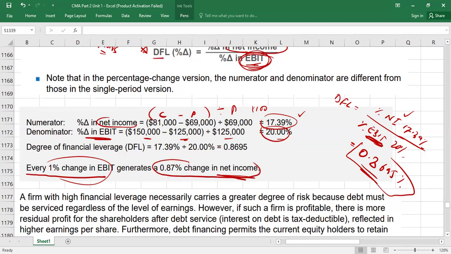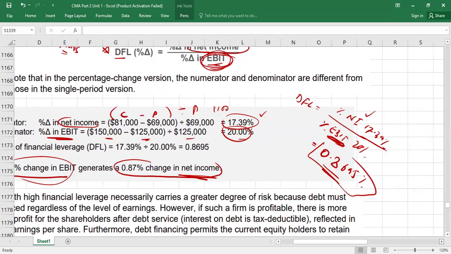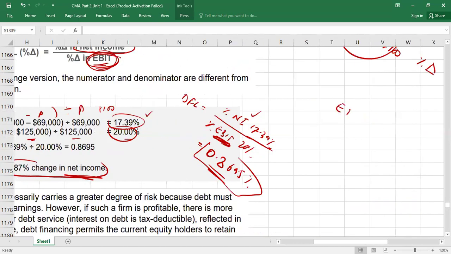0.87%. For example, it will have a direct relation. Let's assume this is EBIT, this is your net income. In the formula, net income is the numerator and EBIT is the denominator. But when you interpret it, you will say a 1% increase in EBIT will increase your net income by this answer. The answer was how much? 0.8695.